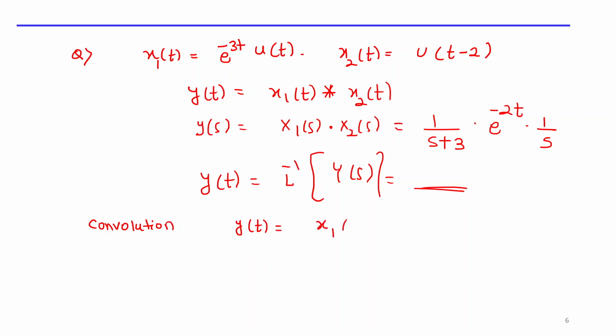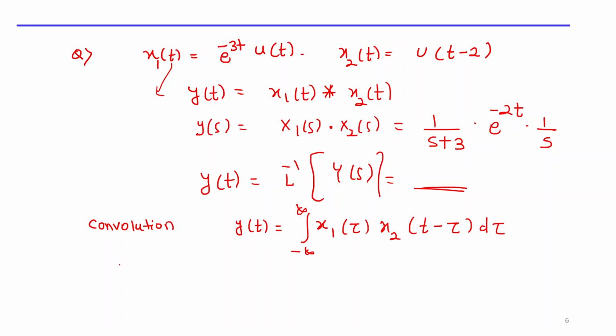So what is the formula? x1 of tau, I am just changing the time variable to another variable tau, then x2 of t minus tau, d tau, you integrate with respect to tau from minus infinity to infinity. Now how to solve this question? Let me solve it here. You can just solve the question graphically. That's it.